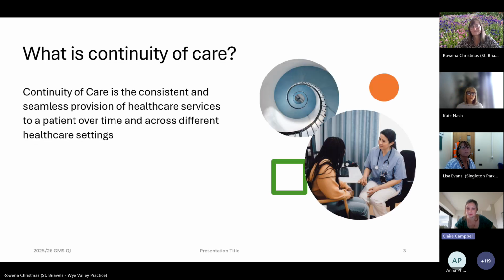So what do we mean by continuity of care? At its core, it's about providing consistent, seamless healthcare to patients over time and across different settings. It's not just about seeing the same GP, it's about building relationships, sharing information, and managing care effectively. Continuity of care is a critical element of general practice, particularly continuity of the personal relationship between patients and their GP. Many patients are looking to general practice as the keepers of their story, the clinician or team of clinicians that know them and their circumstances best.